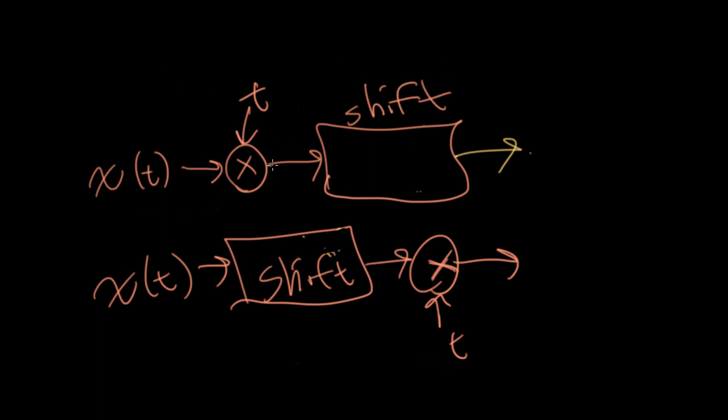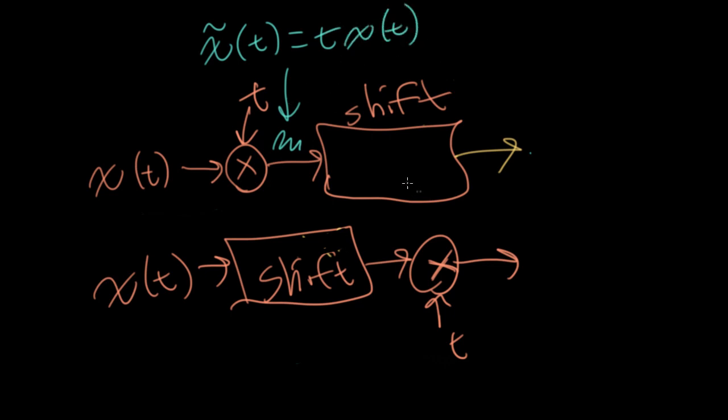All right, so at this particular point, what function do we have here? I'm going to call the function here x tilde of t, and this is t x of t. Okay, and then I'm going to shift it by a certain amount. So let's say it's shifted by a. Again, now I'm making it a generic amount.